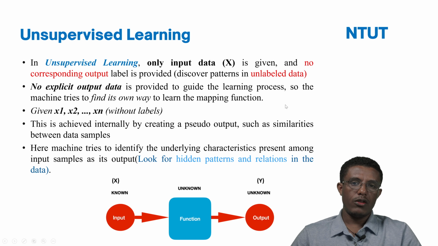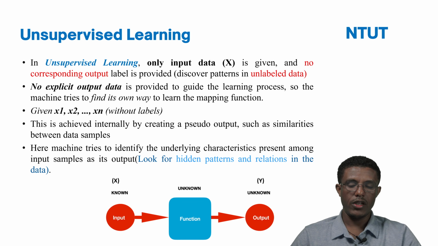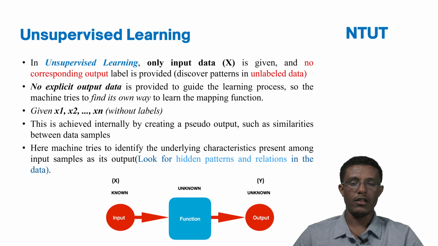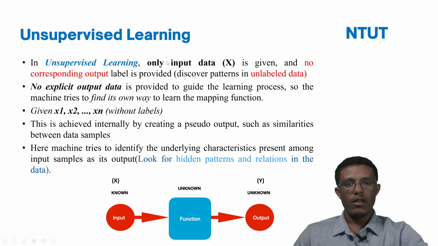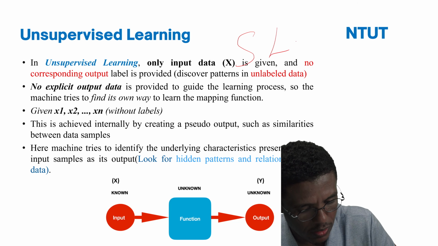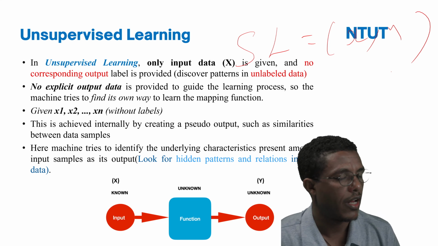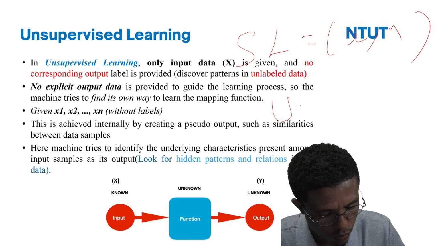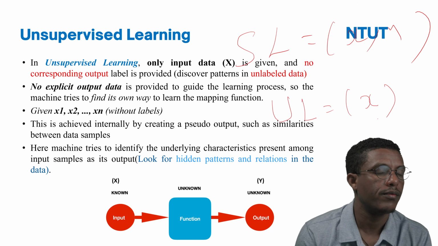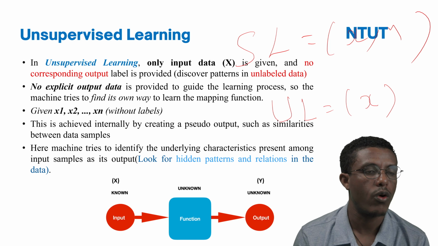When it comes to unsupervised learning, the difference from supervised learning is that in unsupervised learning only the input data X is given, but no corresponding output. That is the difference from supervised learning. Supervised learning is equal to X and Y, the representation is like this one. But in unsupervised learning, the representation is only X. No need to define the Y.